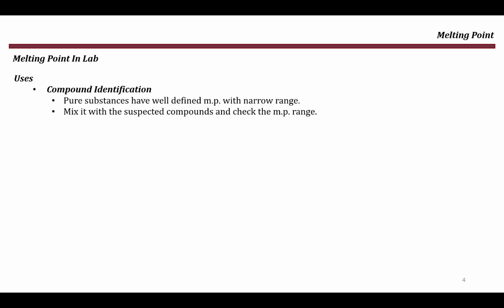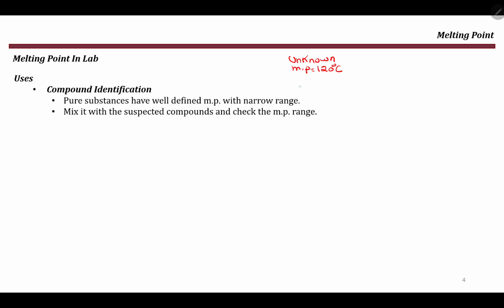Usually pure substances will have a very narrow range, whereas if these compounds are contaminated with impurities, the range will be very high. So in order to identify a certain compound, let's say for example we have an unknown compound, and we determined the melting point of this unknown to be, let's say, 120 degrees.